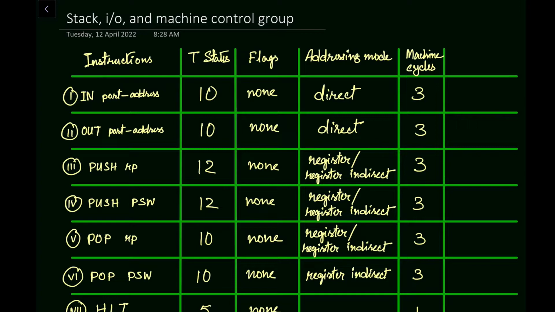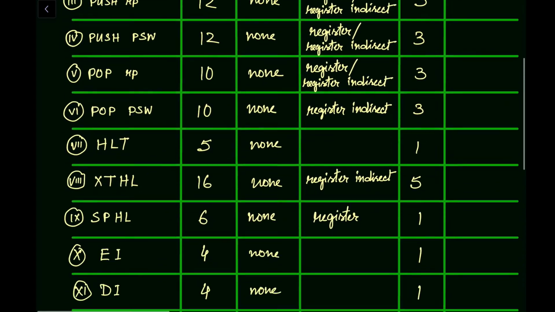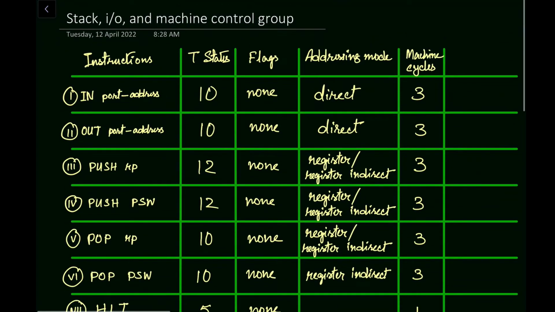In this video, we will learn about the stack, input/output, and machine control group instructions. First of all, we have to understand that we have to use some stack concept in the case of various instructions given in this table. In this table, I have shown various parameters: status flags, T states, and the number of T states required. Then we have the addressing modes. So this is the machine cycle, addressing mode, flags, T states. These are the various factors we will discuss in this video.